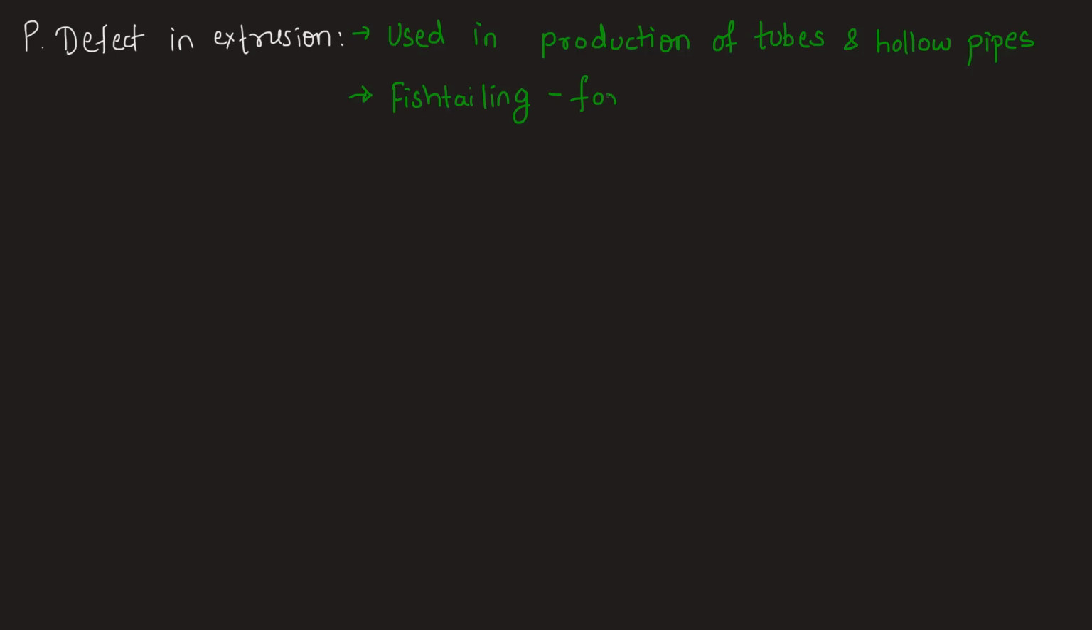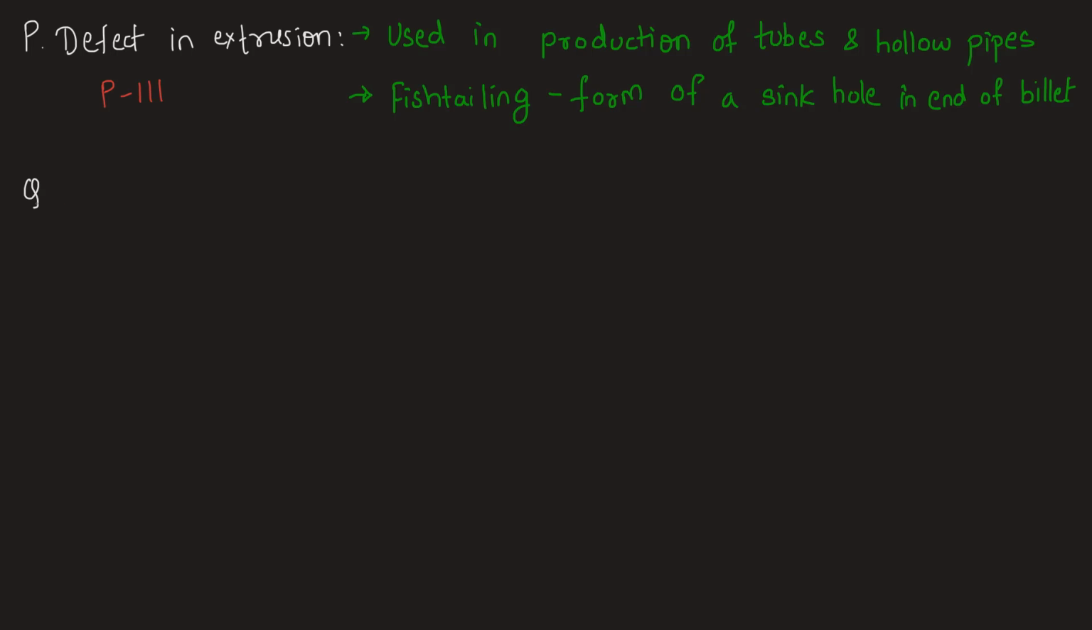P is given to be defect in extrusion. Now extrusion process is widely used in the production of tubes and hollow pipes. So we can say the defect has to be related to piping. You must know the names that are given in the defects. So fishtailing here actually is another name for the defect piping. Fishtailing is the formation of a sinkhole in the end of the billet. So we can say P matches with number 3, which is fishtailing.